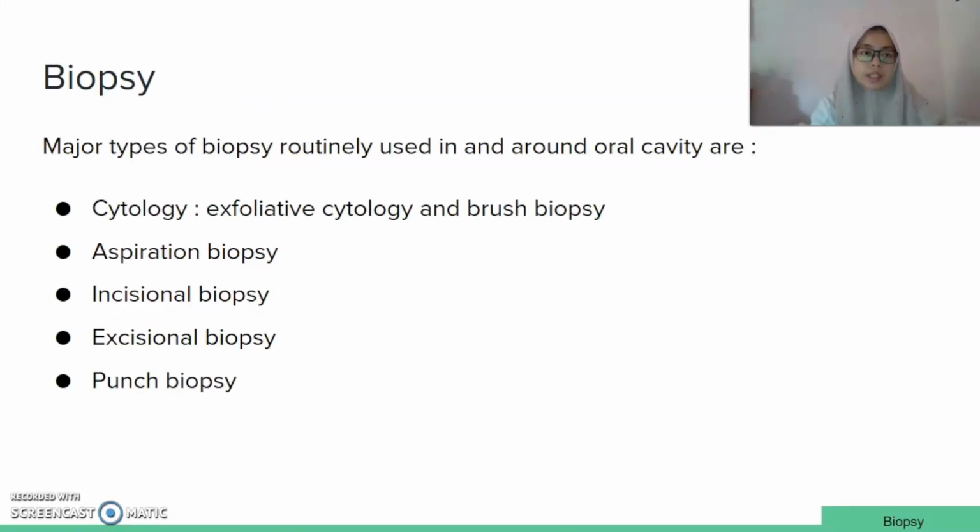Next, as one of the extended learning topics, I'm going to talk about biopsy. Here are the major types of biopsy routinely used in and around the oral cavity. For cytology, we have exfoliative cytology and brush biopsy. Second, aspiration biopsy. Third, incisional biopsy. Fourth, excisional biopsy. And fifth, punch biopsy.